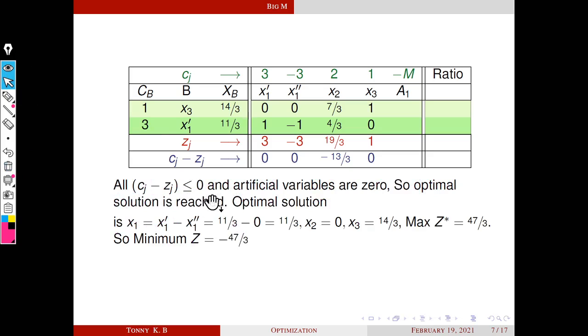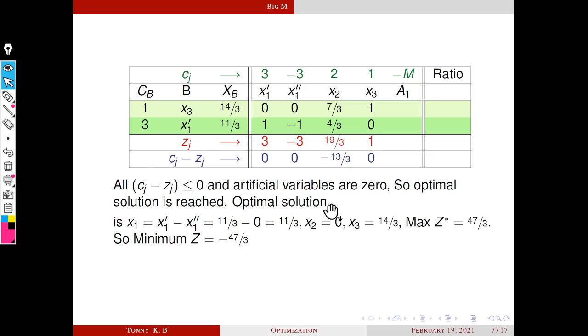So all the Cj minus Zj's are less than or equal to 0 and artificial variables are in 0 level. So optimal solution is reached. Optimal solution for original LPP is reached. Okay. So the optimal solution is 11 by 3, 0, 14 by 3. And we have to find the minimum of Z.